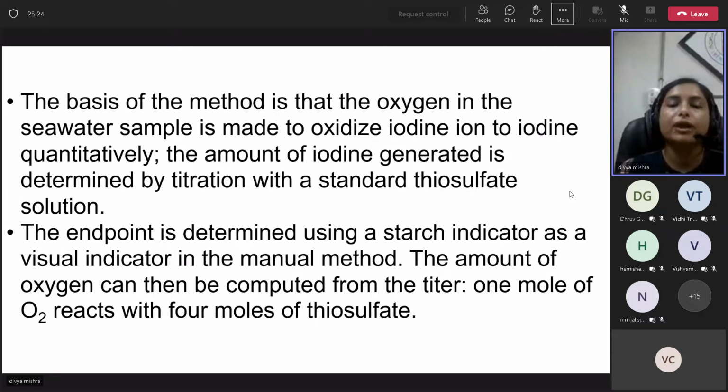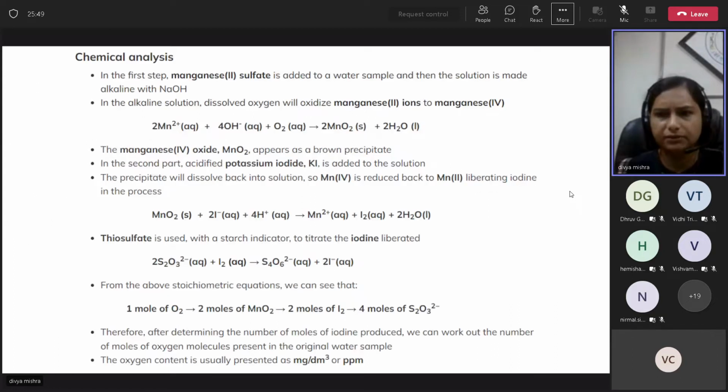So while performing this, we will be determining the amount of oxygen by the titer, and how we will correlate it. I will show you that 1 mole of oxygen will react with 4 moles of thiosulfate. Okay, so we will see it in this next slide.